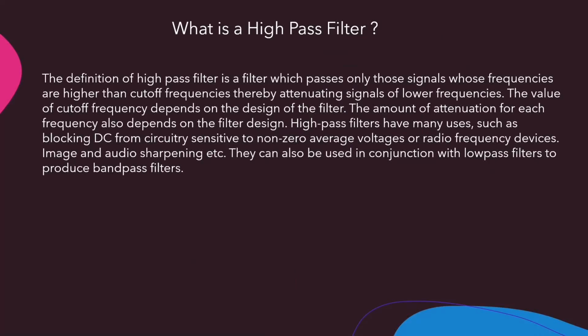Today's topic is high-pass filters. The definition of a high-pass filter is a filter which passes only those signals whose frequencies are higher than the cutoff frequency, thereby attenuating signals of lower frequencies. The value of the cutoff frequency depends on the design of the filter. The amount of attenuation for each frequency also depends on the filter design.